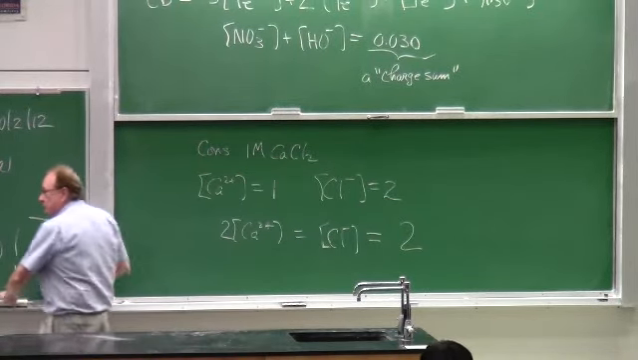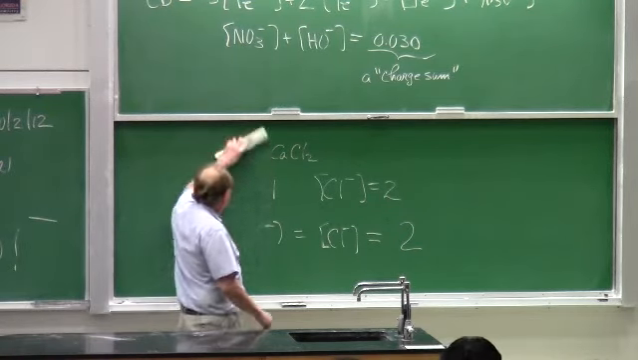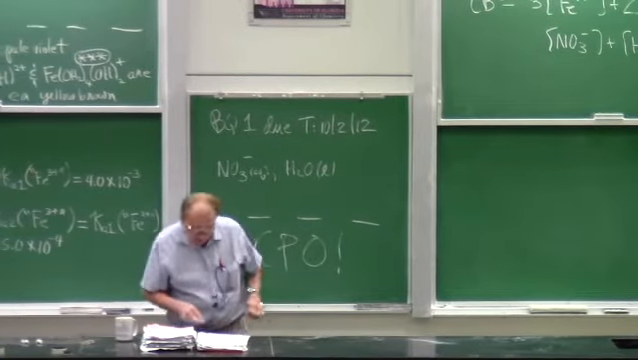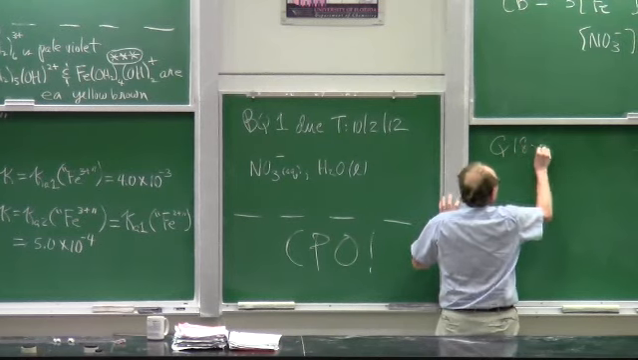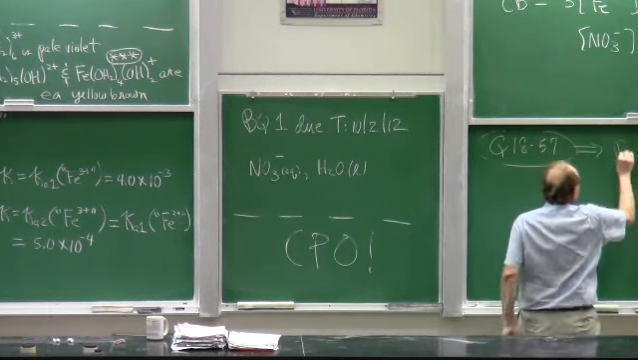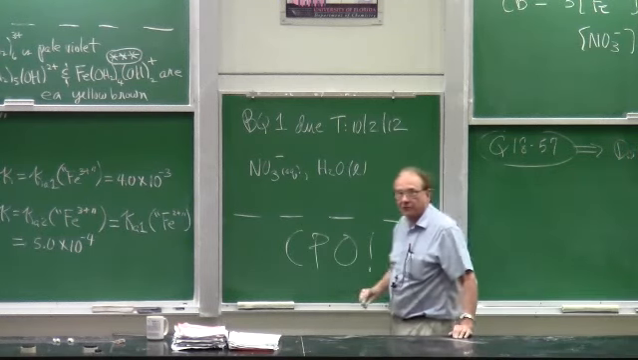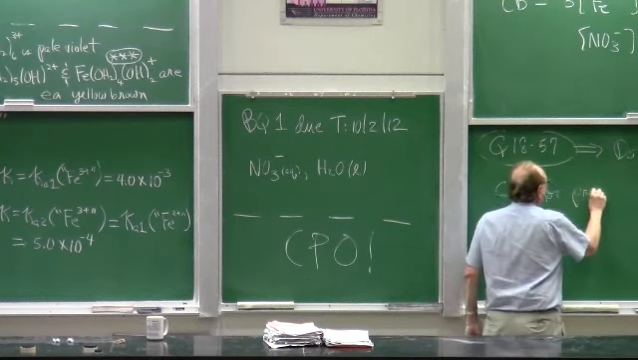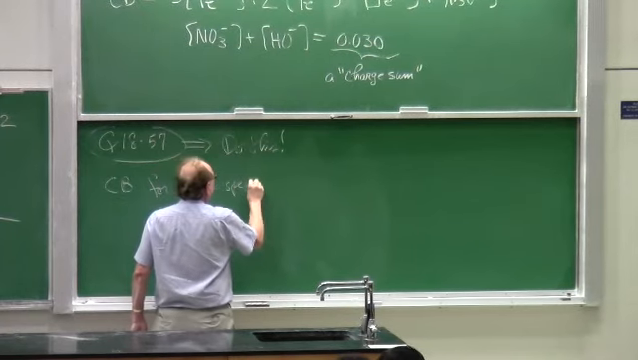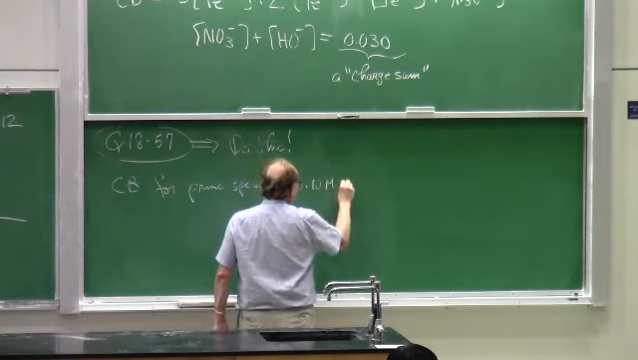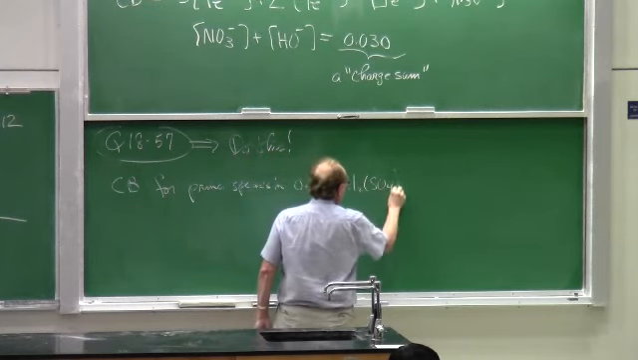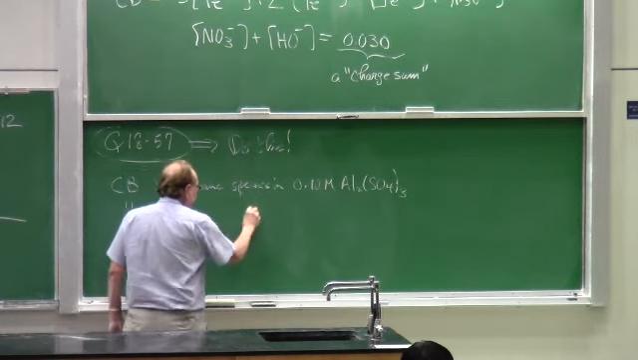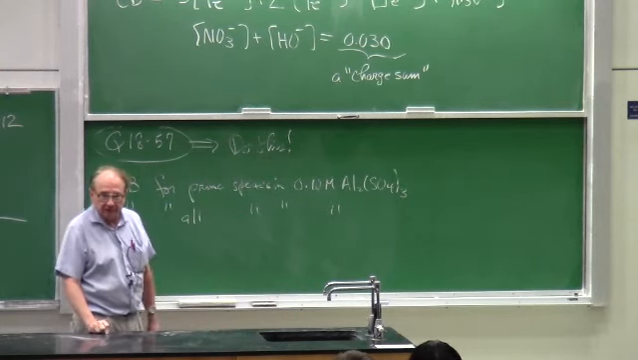Just to be sure you've digested this charge balance equation writing. We've shown you it's quite straightforward. Look at the notes. Question 1857. I want you to write CB for principal species in 0.10 molar aluminum sulfate solution. I want you to write CB for all species in 0.010 molar aluminum sulfate solution.